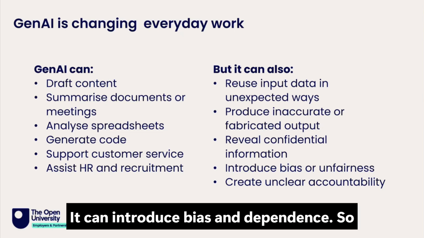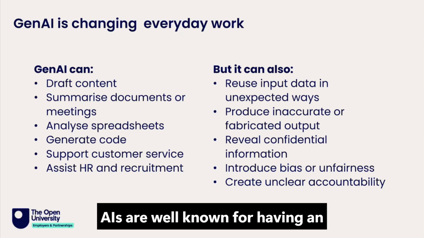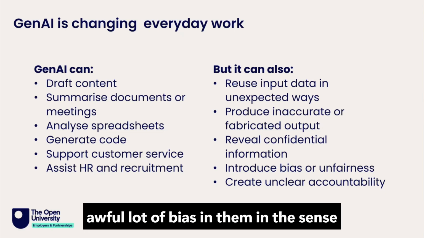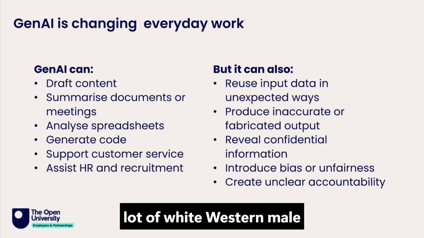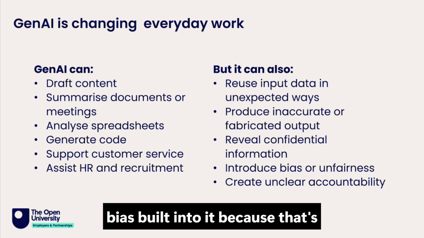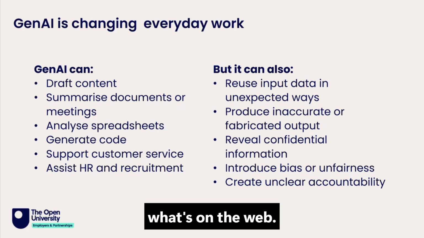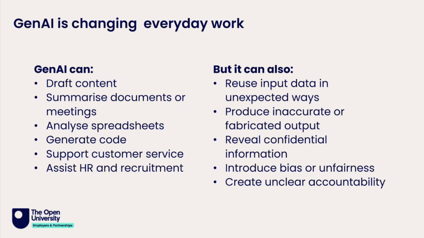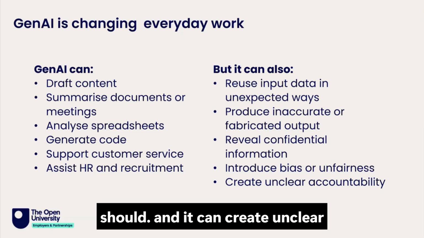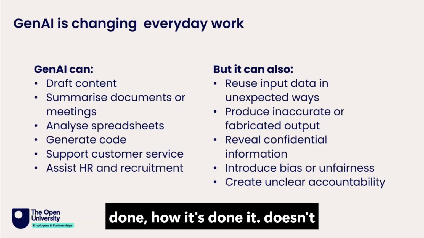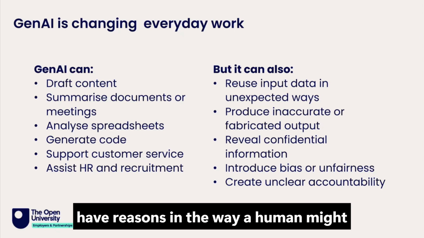It can introduce bias and unfairness. AIs are well known for having an awful lot of bias in them, in the sense that they've been trained on data that's mostly come from the web. So it has a lot of white Western male bias built into it, because that's what's on the web. And so it doesn't reduce bias in the way that we might think a computer system should. And it can create unclear accountability. We don't know what the AI has done or how it's done it. It doesn't have reasons in the way a human might have.